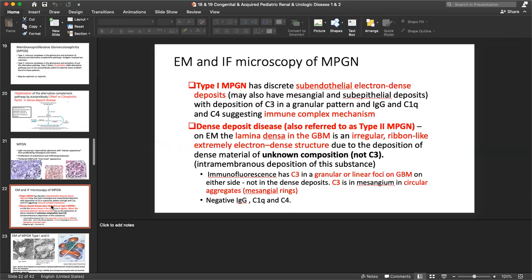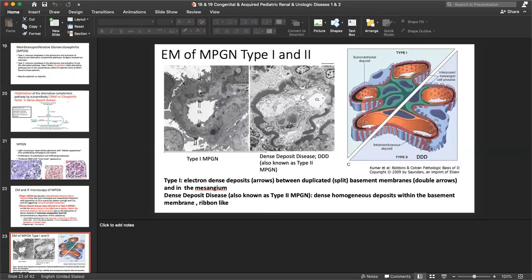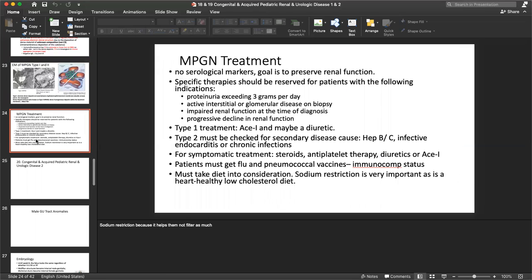Type 1 is subendothelial; dense deposit disease, type 2, is going to be ribbon-like. So, type 1 subendothelial, it's that dark stuff, and ribbon-like for dense deposit disease. Treatment is going to be maybe ACE inhibitor and a diuretic for type 1, and then type 2 needs to be checked for hepatitis B or C or infective endocarditis.